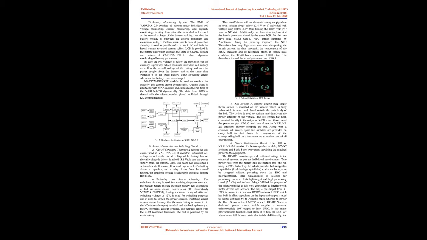B. Switching and inrush circuitry. The switching circuitry is used for switching the power source to the backup battery in case the main battery gets discharged or fails for some reason. Power relay, TE Connectivity V23076A1001C133, having a current rating of 40A and switching voltage of 12V, is used for switching purposes and is used to switch the power sources. The switching circuit operates in such a way that the main battery is connected to the NO, normally open, terminal and the backup battery to the NC, normally closed, terminal. The output is taken from the common terminal. The coil is powered by the main battery.